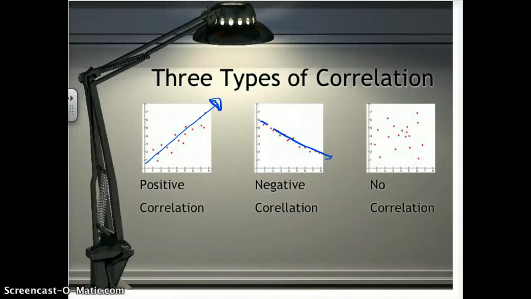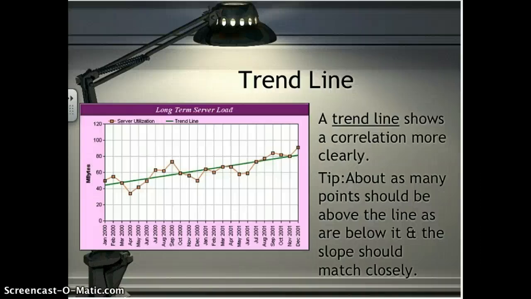Sometimes you have a set of data and it's going all over the place, or this one you can see it's going up from left to right a little bit, but it's not very clear, so we might want a trend line, and a trend line is just a way to show correlation more clearly. See this green line in the middle here is a trend line. It gives you the trend of the general data. So when you're making your own trend line, you want to put it kind of in the middle of your points so that about as many points are above it as are below it. And the slope should match pretty closely.